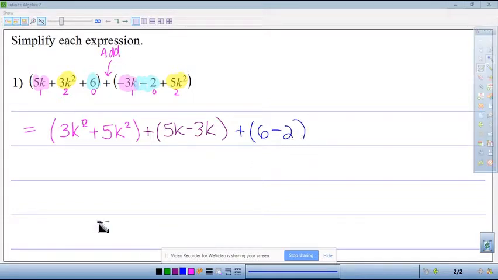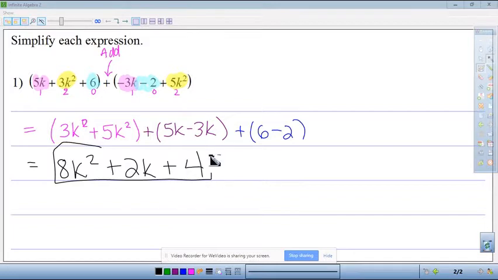And now I'm going to add those coefficients. My powers will not change, but the coefficients will. So if I have 3k squared and 5k squared, I'm going to have 3 plus 5, which is 8k squared. If I have 5k and minus 3k, 5 minus 3 is 2, and the k stays the same. 6 minus 2 is 4. Notice my final answer goes from an exponent of 2 to an exponent of 1 to no exponent. So this is now in standard form. And that's my final answer, 8k squared plus 2k plus 4. This is a polynomial with a degree of 2, because the biggest exponent's 2, with a leading coefficient of 8.